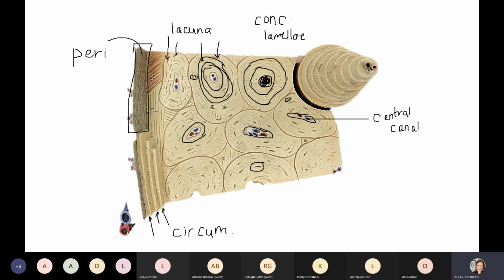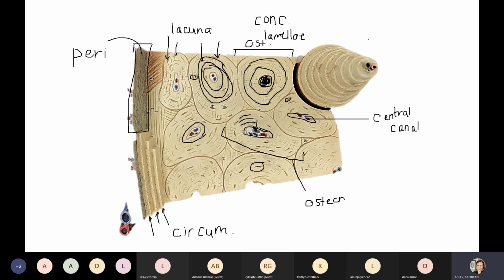So this right here, how we have a central canal in the middle, and then we have these lines of cells around them, that's one osteon. When I have this one that we labeled up here, a central canal with its concentric lamellae, that's another osteon. I've got osteons all over the place in this tissue.